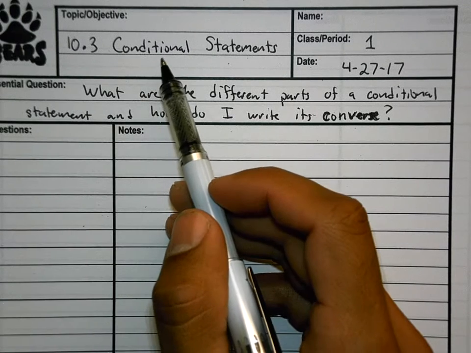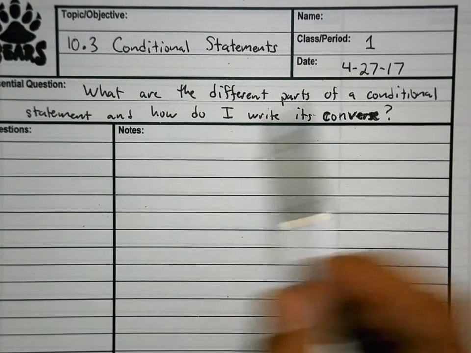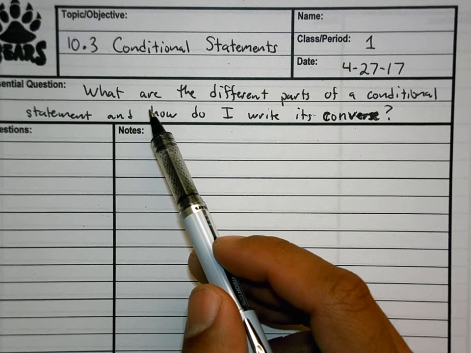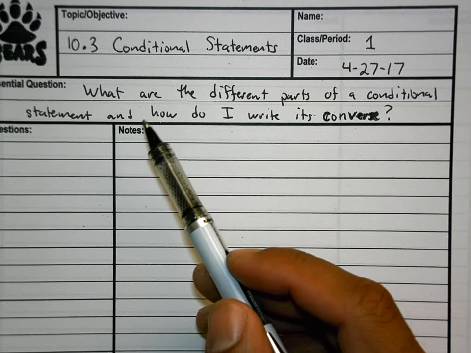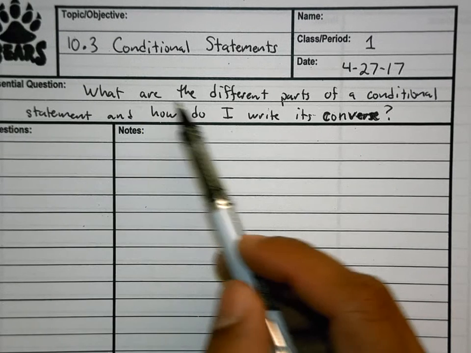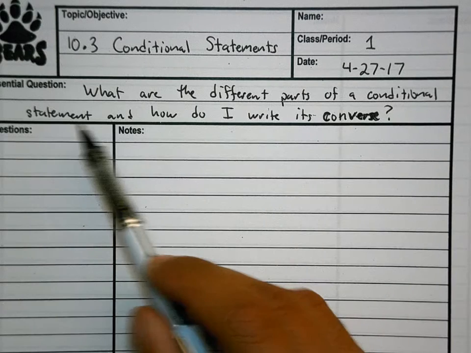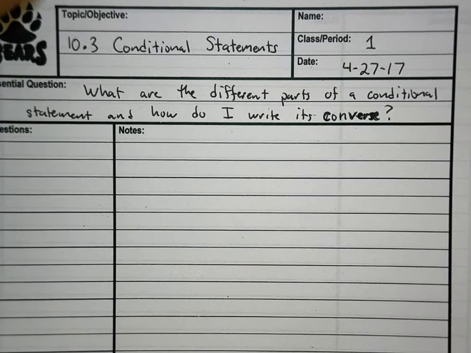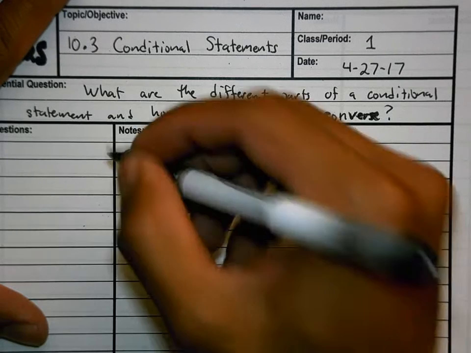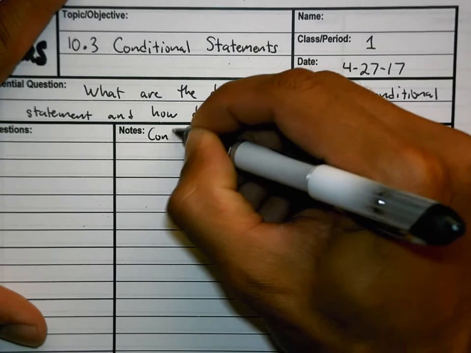10.3 is on conditional statements. Our essential question is, what are the different parts of a conditional statement and how do I write its converse? Okay? There are two parts. Conditional statements have two parts.